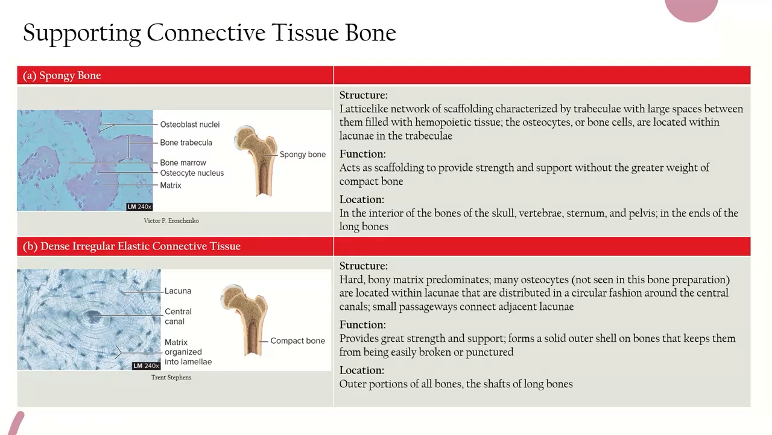Lamellae is what it's called here, versus the cortical bone. Trabecular bone doesn't really have any sort of organized ring-like structure or any lamellae. But they both have osteocytes in them. The bone matrices themselves just look slightly different. The cortical bone is a dense, irregular, elastic connective tissue here.